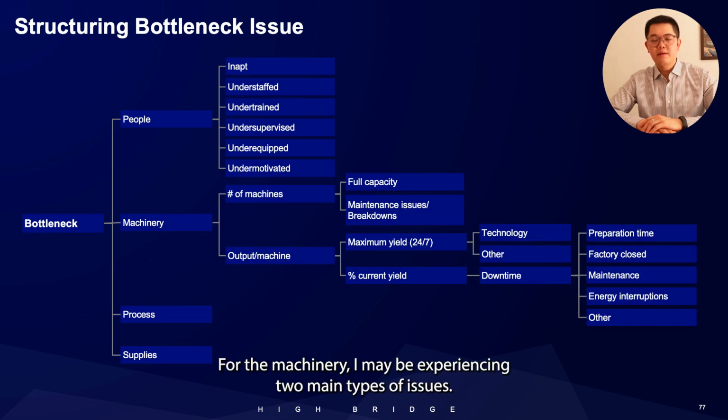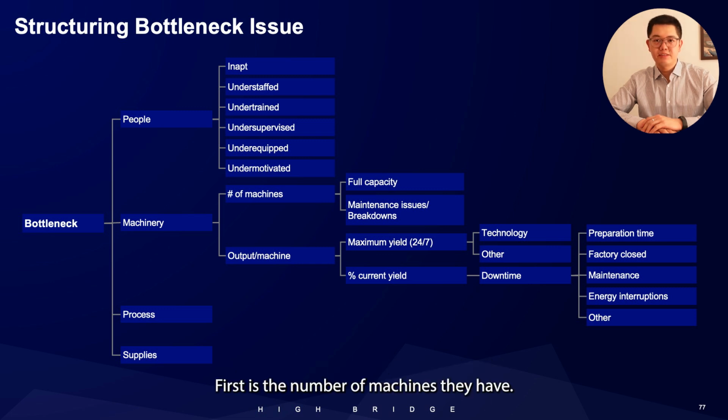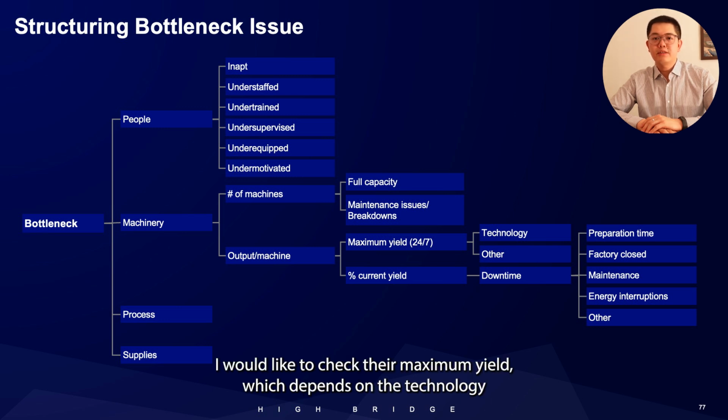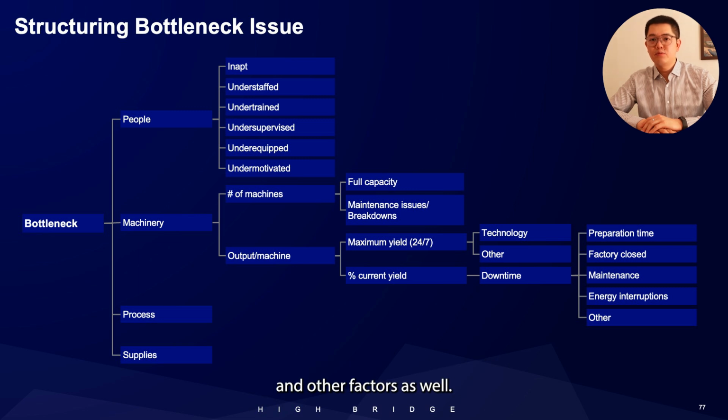For the machinery, I may be experiencing 2 main types of issues. First is the number of machines they have. Maybe we are using all machines at full capacity, or perhaps some machines are broken and completely out of the game. Second, the output per machine might be suboptimal. I would like to check their maximum yield, which depends on the technology and other factors as well.